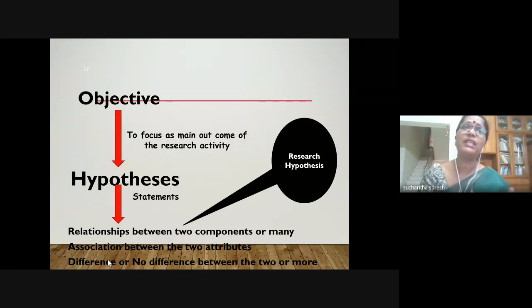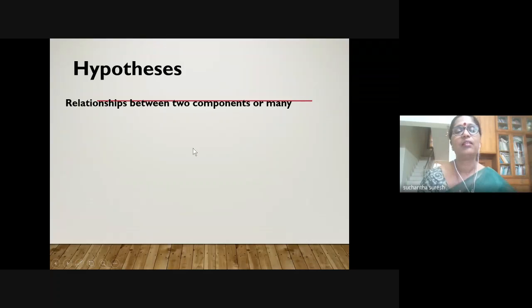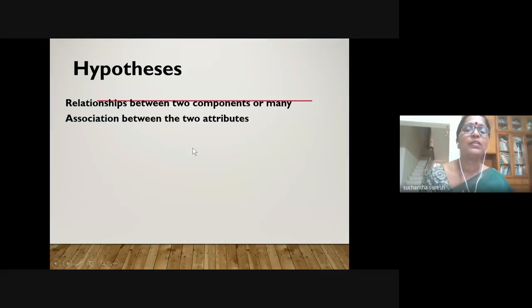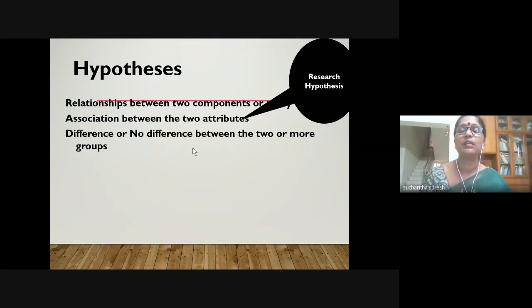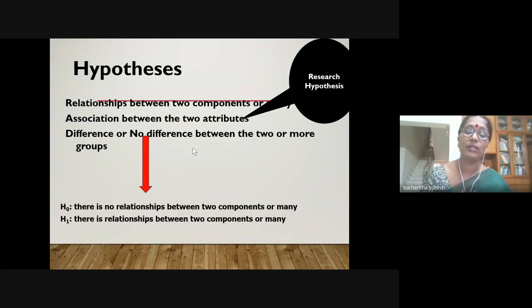If I say that a significant relationship is not there, that is my hypothesis. You have the liberty to take a hypothesis in any way: there is a relationship or there is none. Relationships between two components or many, or association between two attributes, are all called research hypotheses.